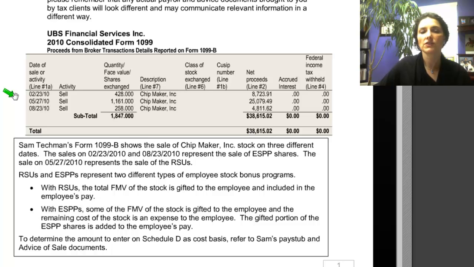With RSUs, the total fair market value of the stock is gifted to the employee and then grossed up in the employee's pay. With ESPPs, some of the fair market value of the stock is gifted to the employee, and the remaining cost of the stock is an expense to the employee. Only the gifted portion of the ESPP shares is added to the employee's pay.